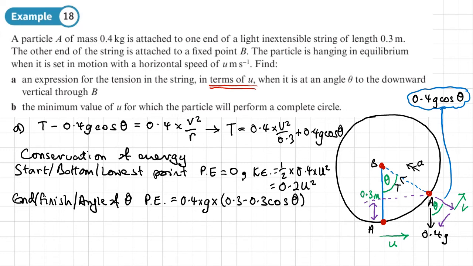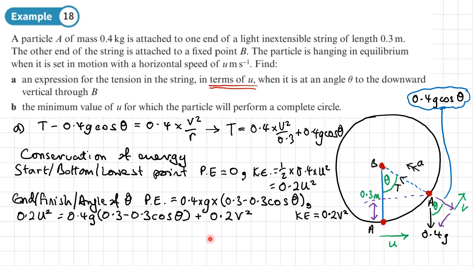Right, so the total energy at the lowest point, which was 0.2 u squared, is equal to the total energy at this point at an angle, which is 0.4 g times 0.3 minus 0.3 cos theta, plus the kinetic energy at this point, which I haven't done yet. I should put that now. So the kinetic energy at that point is going to be half mv squared. So half m is 0.2 v squared. Almost left that out. So this is going to be the total energy at the end here, when it's at an angle. So put 0.2 v squared.